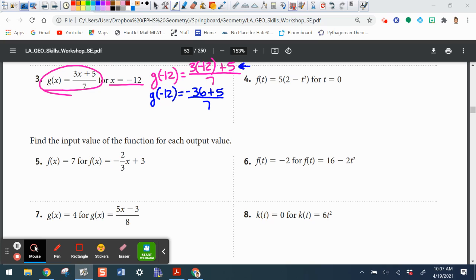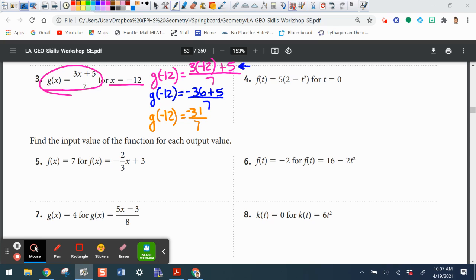Now let's combine negative 36 plus 5. When you add a negative and a positive, you subtract them, then keep the larger sign. So negative 31 over 7. Now you could divide here.